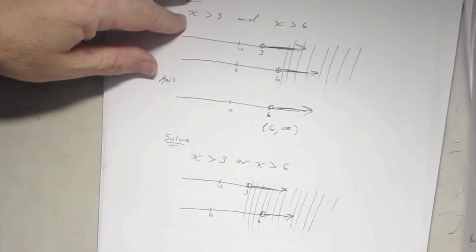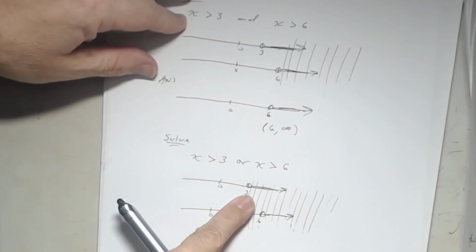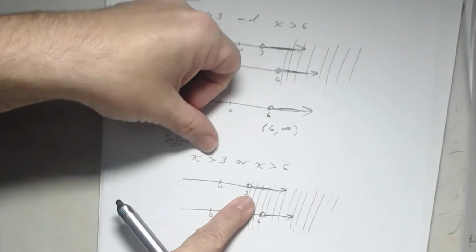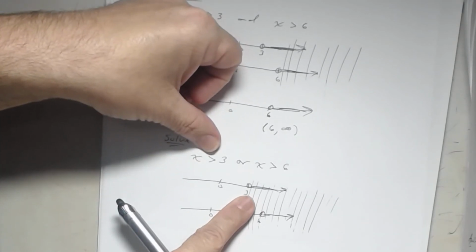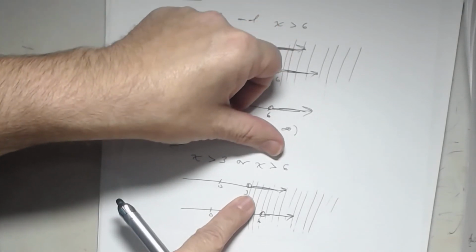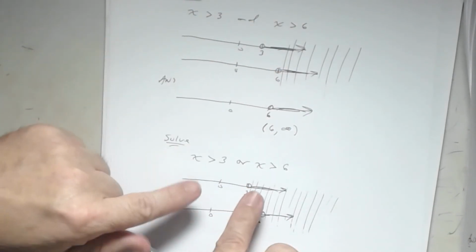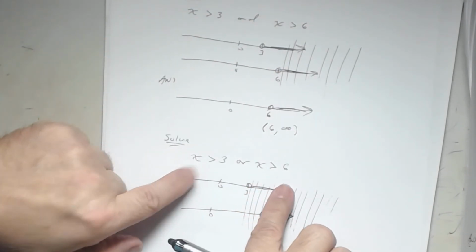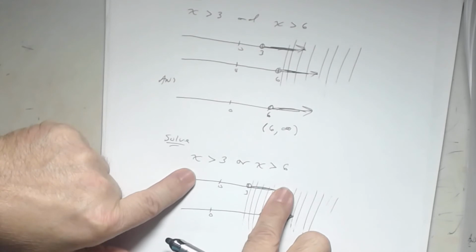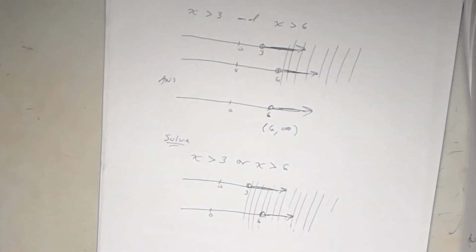Okay? Anything that is shaded. So 4 is a solution because 4 is bigger than 3. You may say, but 4 is not bigger than 6. It's okay because this is an OR statement. It's got to satisfy one of them. So with an OR statement, you can look for everything that is shaded. Everything that is shaded.